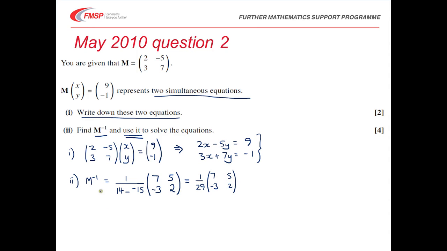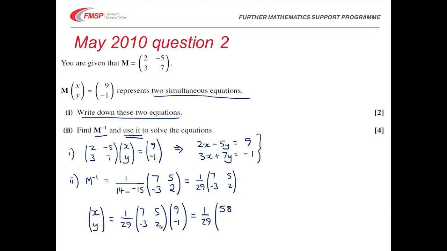Using that to solve the equations, if I pre-multiply both sides by the inverse, on the left hand side I just get (x, y), and on the right hand side 1/29th of (7, -3; 5, 2) multiplied by (9, -1). That's 1/29th of 7 9s are 63, take away 5 is 58, which we note is a multiple of 29, which is normally a good sign.